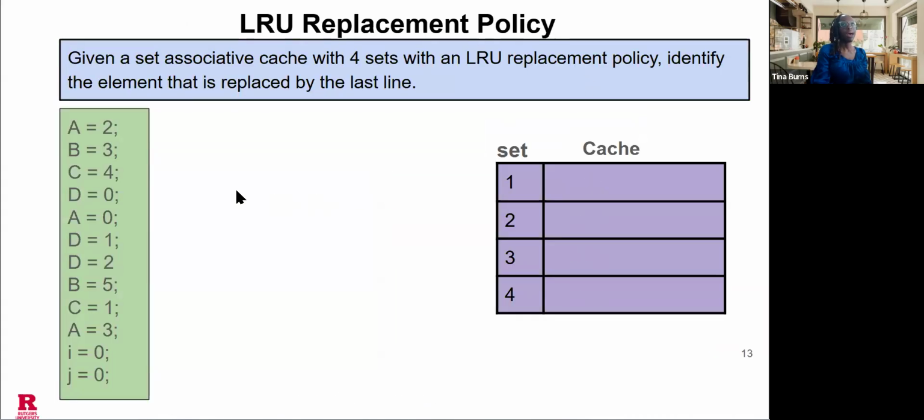What happens when we have, we talked about in the last class an LRU replacement policy as well, meaning if I have a set of instructions, these are all represented as instructions, and I want to determine what's going to be this final value in my cache or how that looks, what is the data flow and what are the items that are there. So let's say we have this example, given a set associative cache with 4 sets with an LRU, that means least recently used replacement policy, identify the elements that are replaced by the last line.